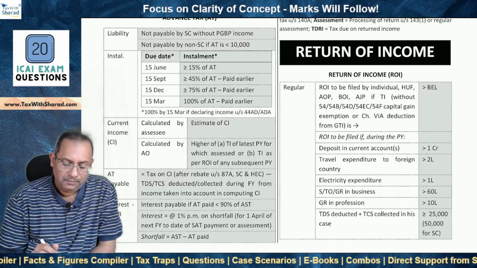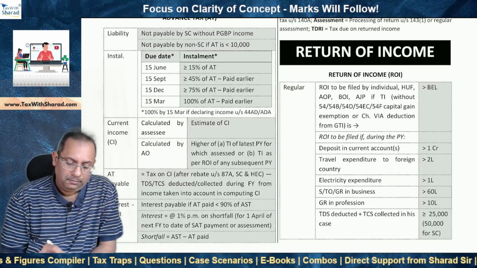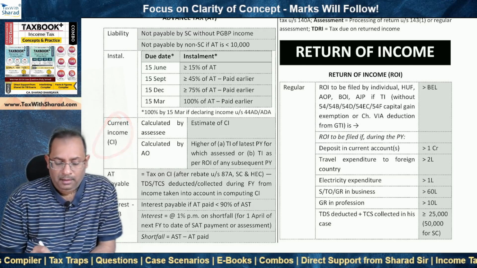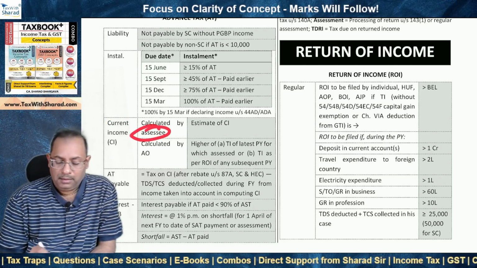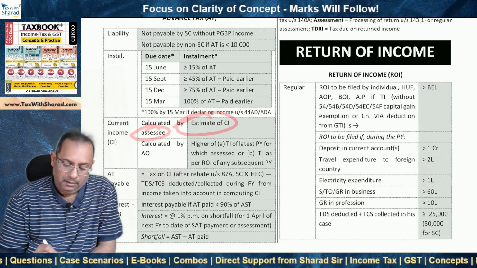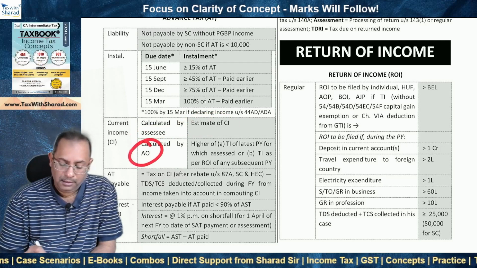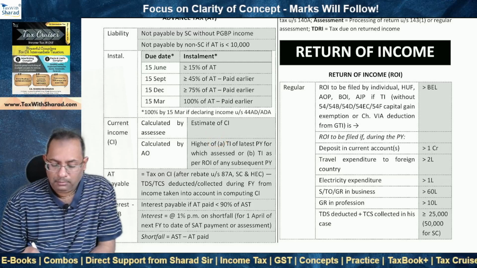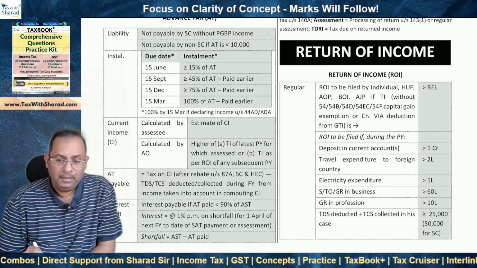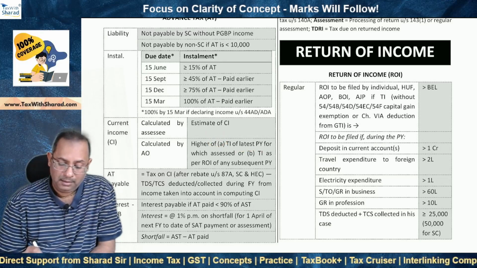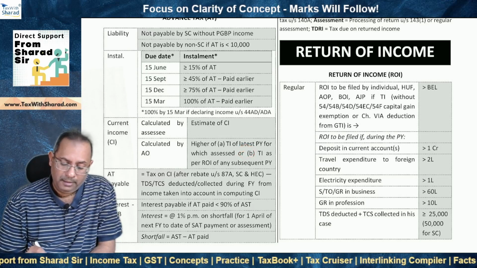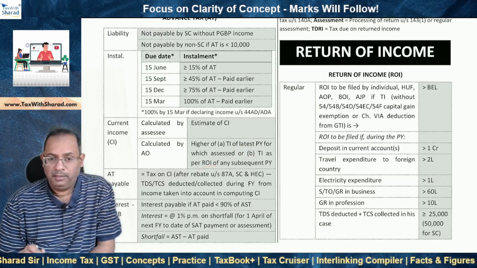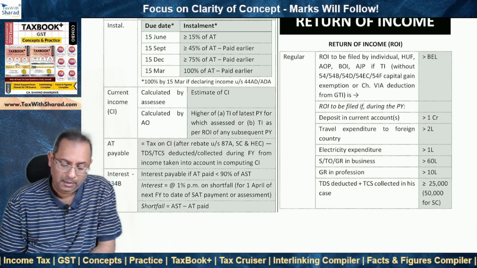Advance tax is computed on the current income. If such income is calculated by the SSE, it is basically the estimate of current income. If it is calculated by the assessing officer, then it is basically the higher of A, total income of latest previous year for which the SSE has been assessed, or B, total income as per the return of income of any subsequent previous year, higher of these, A or B.